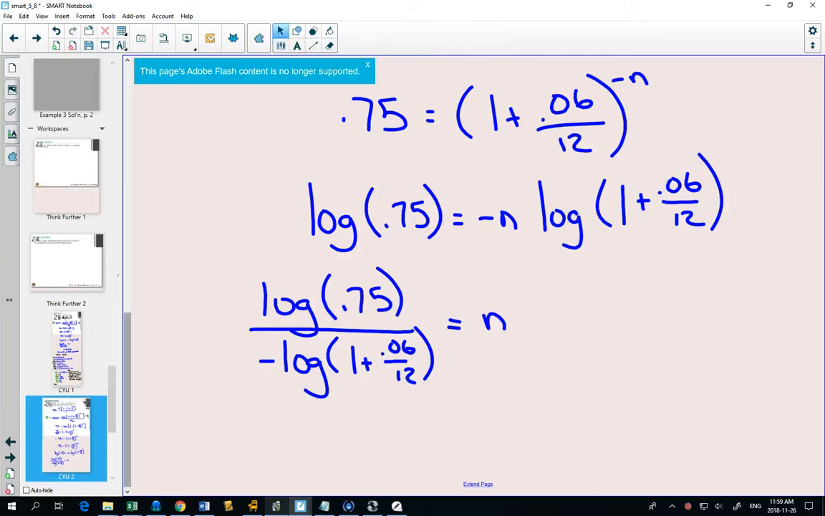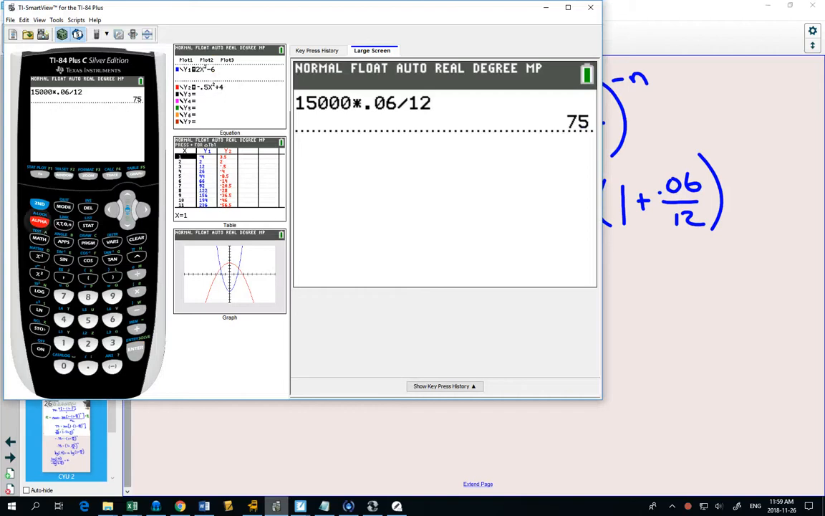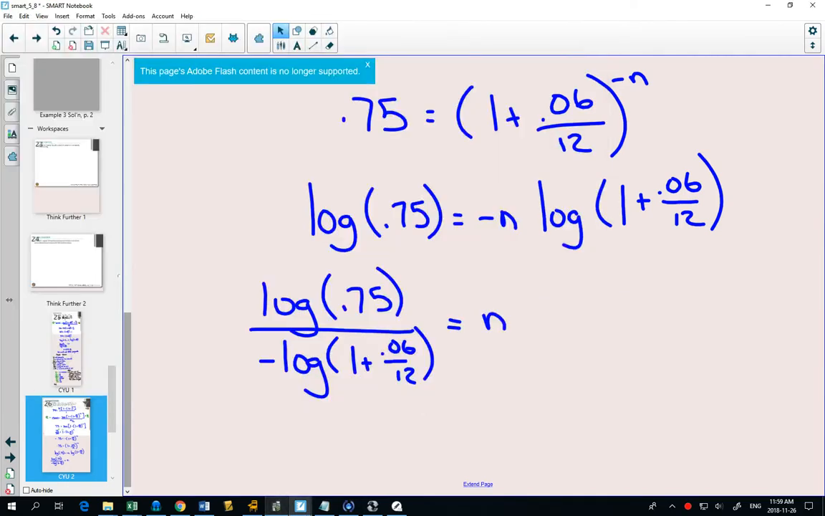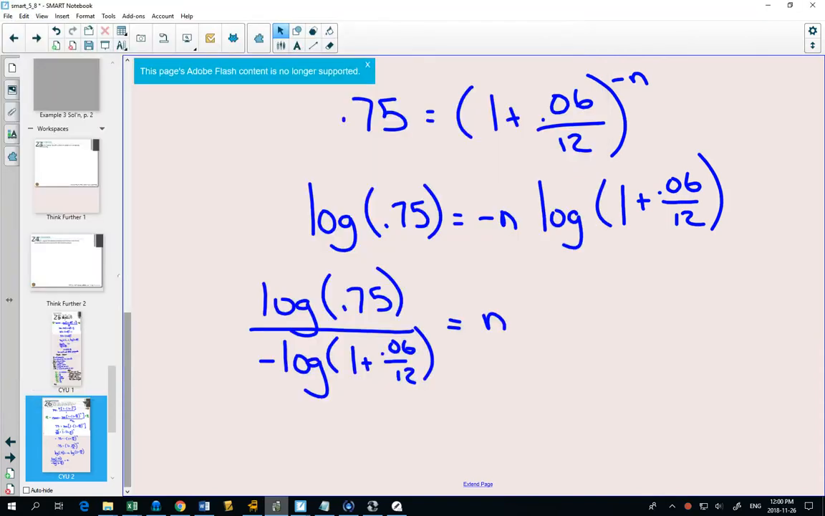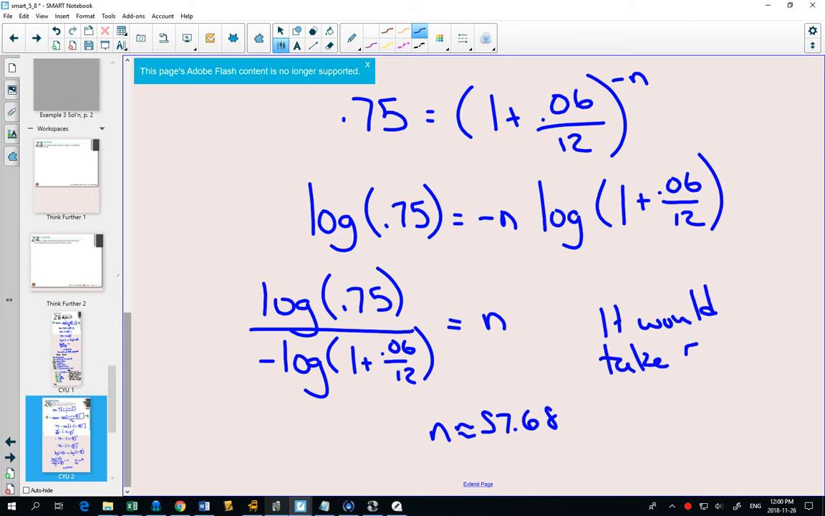So we go to put this into our calculator. Log of 0.75 divided by negative log of 1 plus 0.06 divided by 12. Is that typed in correct? Yes, it is. Enter, and we get 57.68. So n is equal to 57.68. It would take 58 payments.